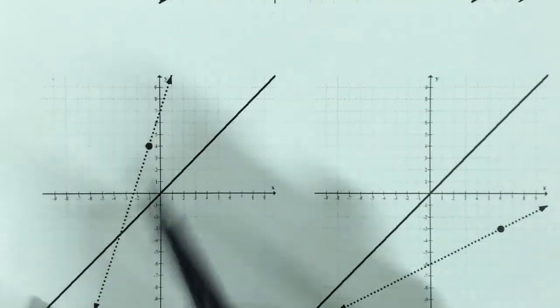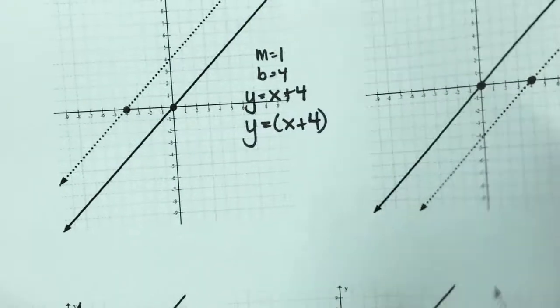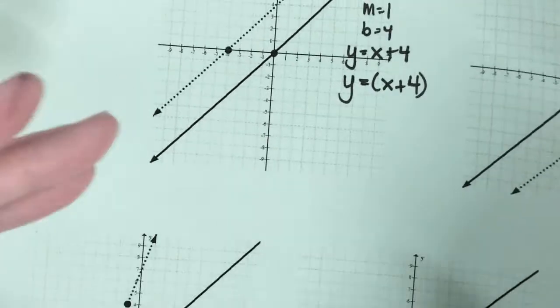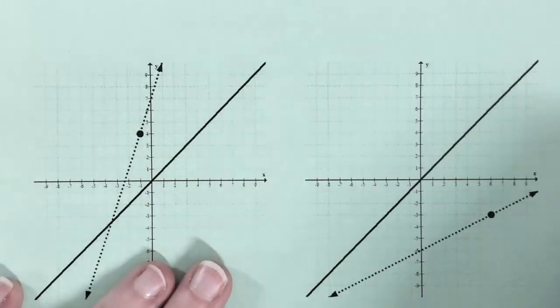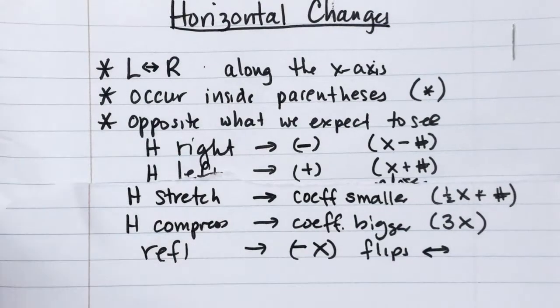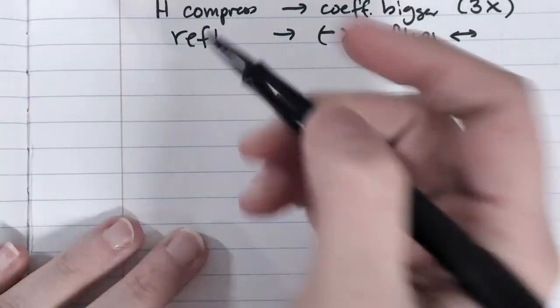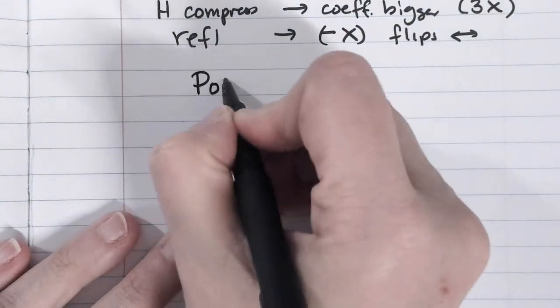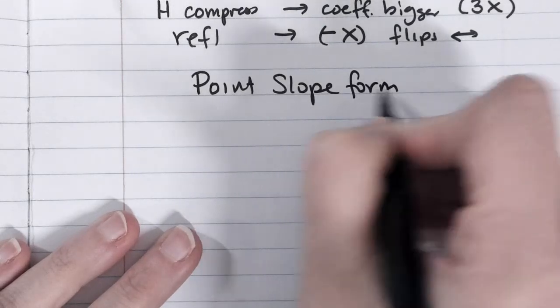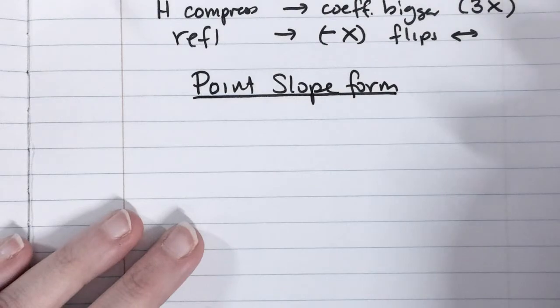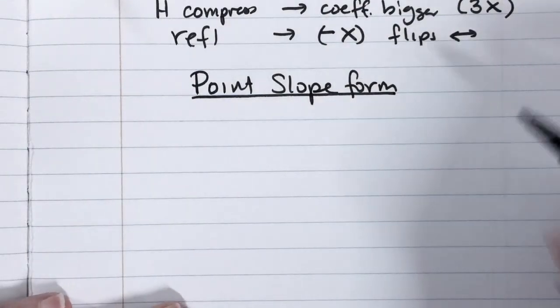What you might see is some of this crazy looking stuff. And that's when we have multiple changes happening at the same time. Now, the best way for us to figure out what's going on with that is to look at point-slope form. Because remember, point-slope form is the form of a linear equation that has parentheses in it.